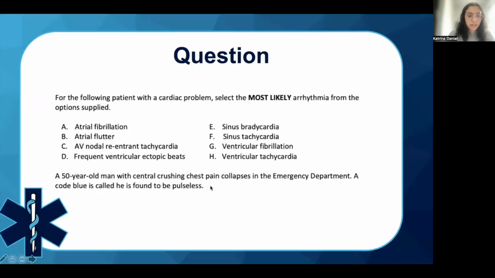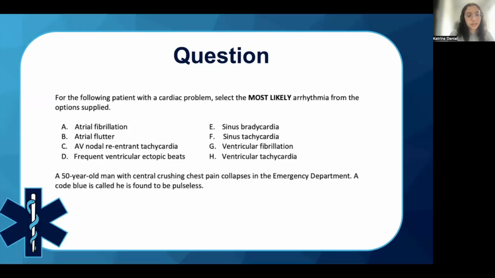All right, let's have a look. For the following patient with a cardiac problem, suggest the most likely arrhythmia. A 50-year-old man with central crushing chest pain collapses in the ED, a code blue is called, and he is found to be pulseless. So we're looking for a pulseless arrhythmia. What's the most likely one?